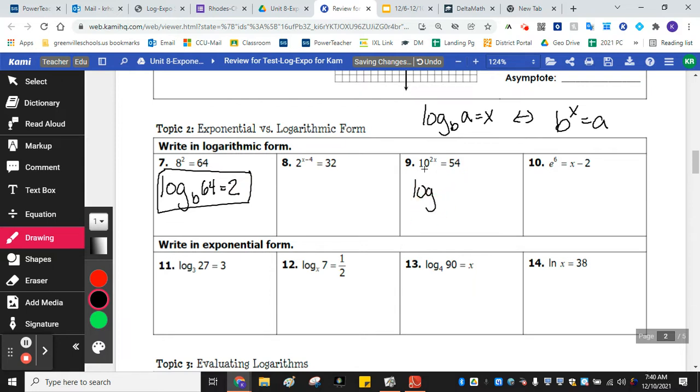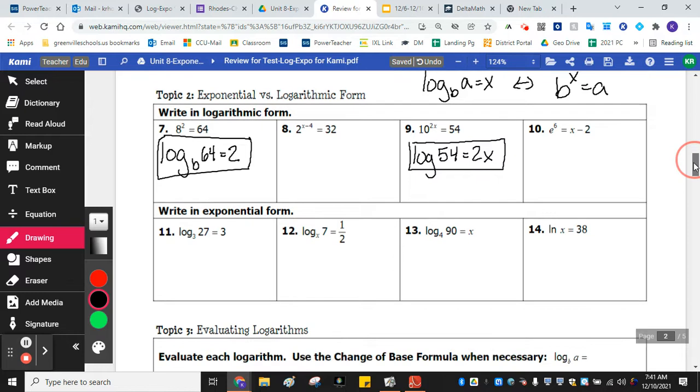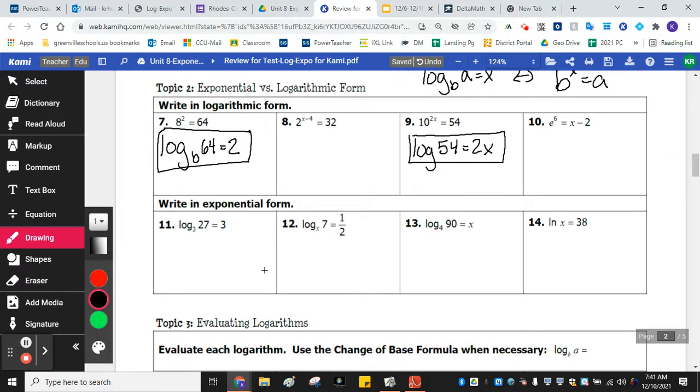Log base 10. I'm not going to write it. It's not wrong if you write it. You won't get points off or not. But there's always an invisible 10 there. So 10 raised to the 54 equals 2x. Okay, so that's 10 raised to the 2x equals 54. Right, an exponential, 3 raised to the third equals 27. 4 raised to the x equals 90. Remember, your natural log has a base e, so hopefully that'll help you.